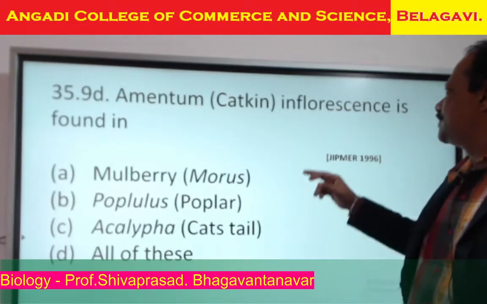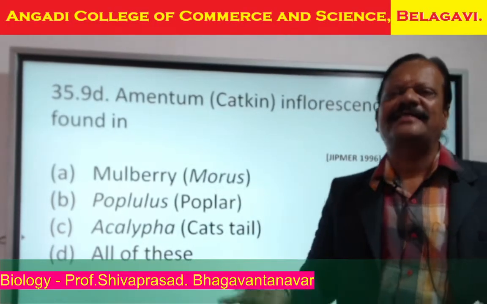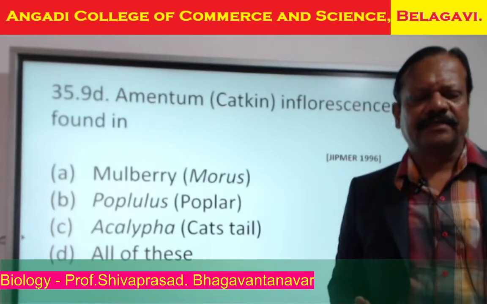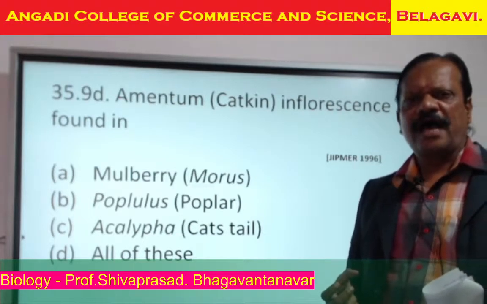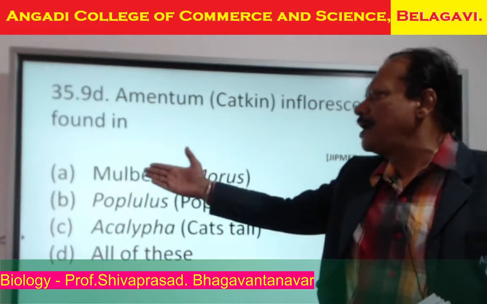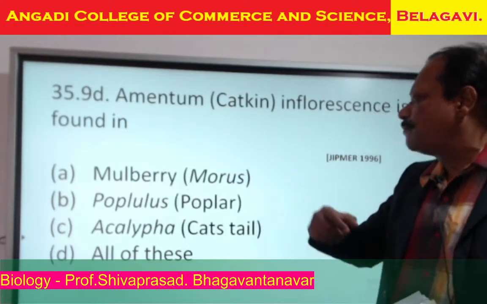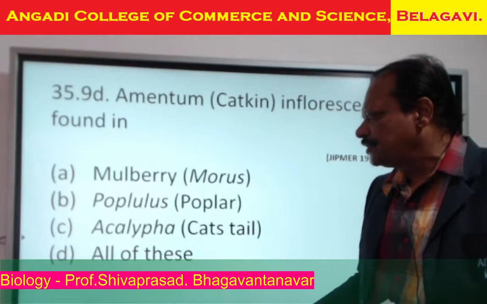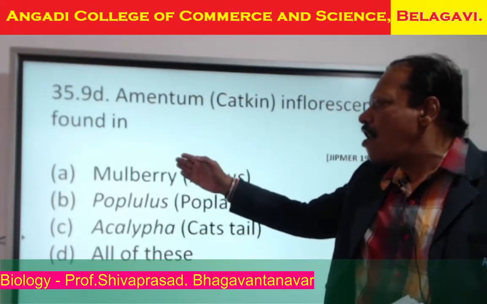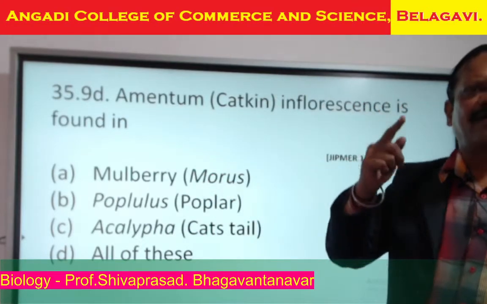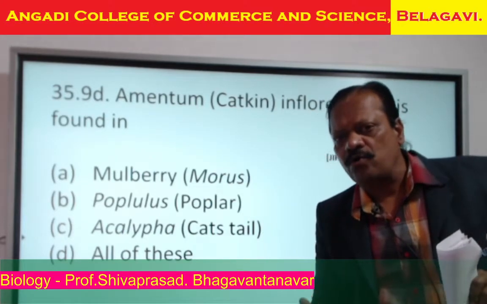Amentum, catkin. Inflorescence is found in... Catkin inflorescence is also like the spike inflorescence. Here also feathery flowers are produced. You can take the mulberry plant, that is Morus, then Populus, poplar, and then cattail. All these show the catkin type of inflorescence. It is usually a spike type of inflorescence but hanging downward.